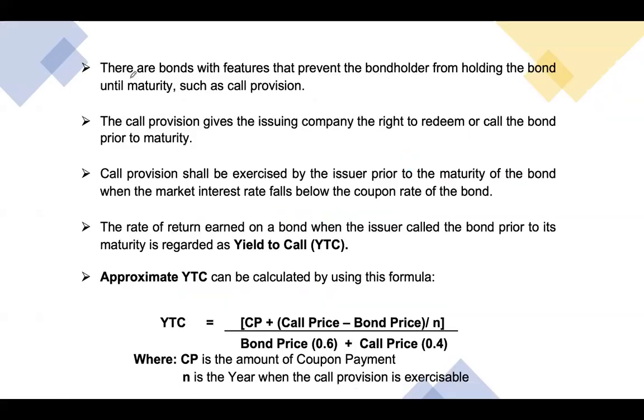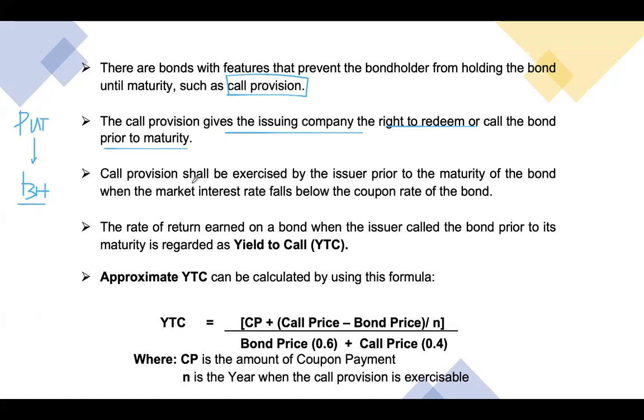So we have here additional information with regard to bonds, wherein the bond may be issued with a call provision, which gives the issuing company the right to redeem or call the bond prior to its maturity. On the other hand, the bond may also be issued by the corporation with a put provision. If it is a bond with a put provision, the right or option is granted to the bondholder. So it is the bondholder who can put back the bond prior to its maturity.